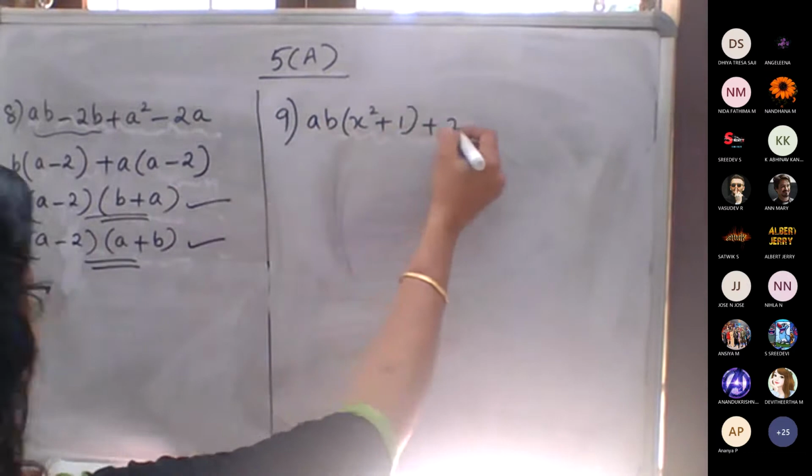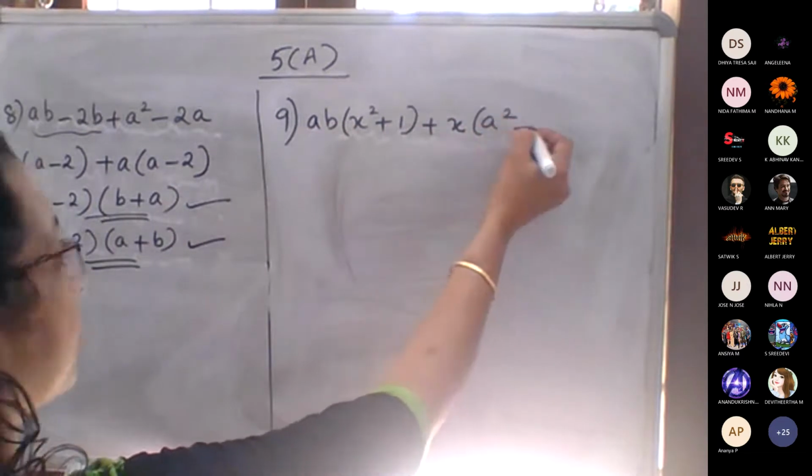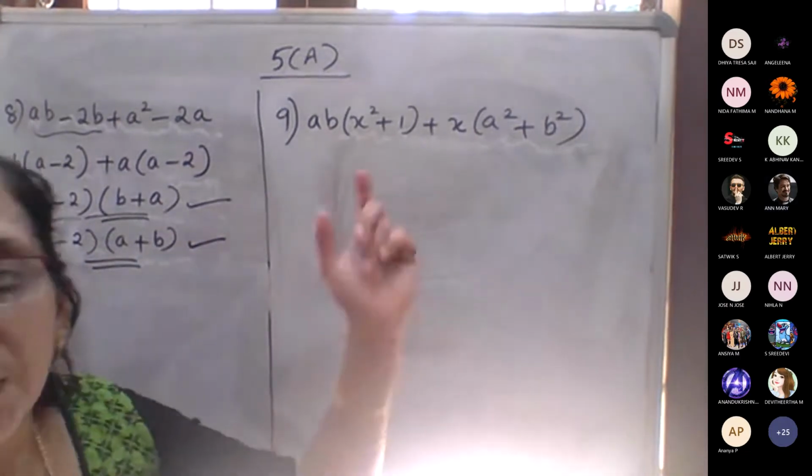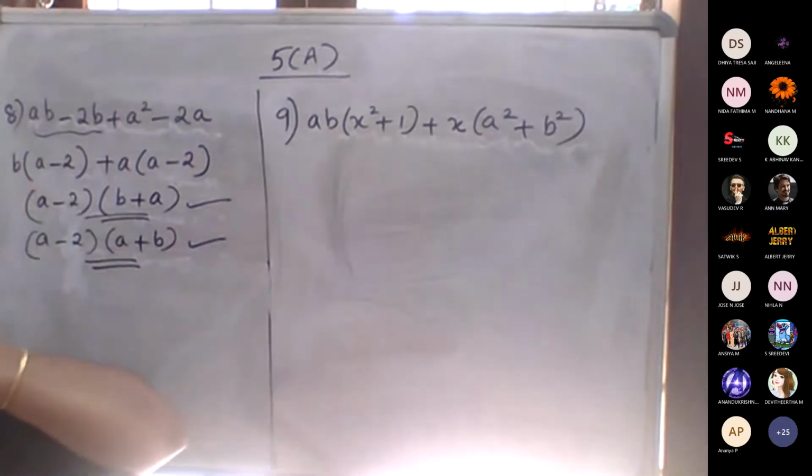Ninth question is somewhat different. Just check whether you can take anything common or not. AB into x square plus 1 plus x into a square plus b square. First listen to me, after that you can write the ninth question. Completed the 8th one? After that I can explain. Okay, listen, don't write. AB into x square plus 1.